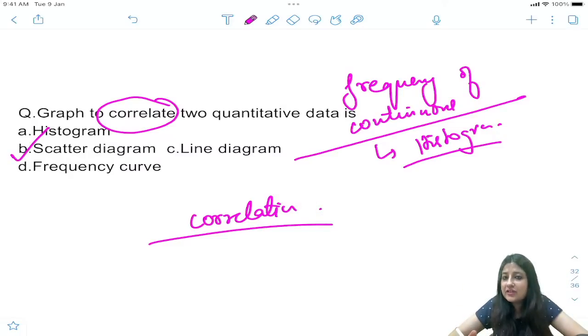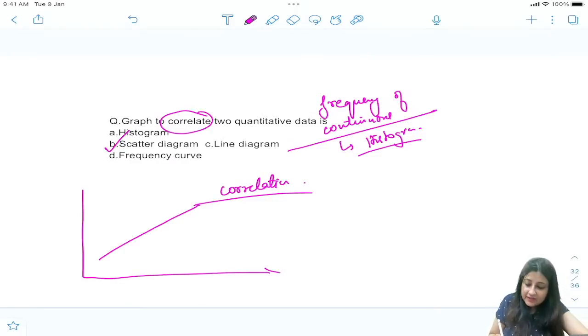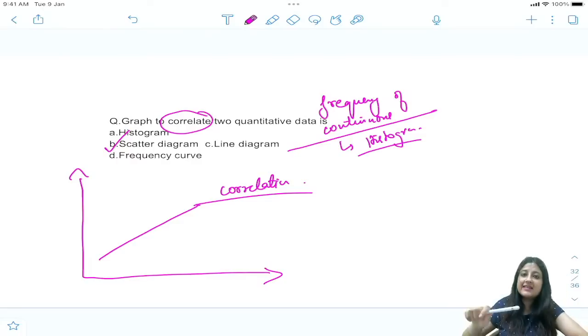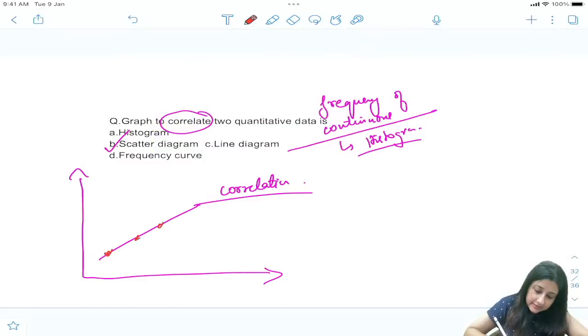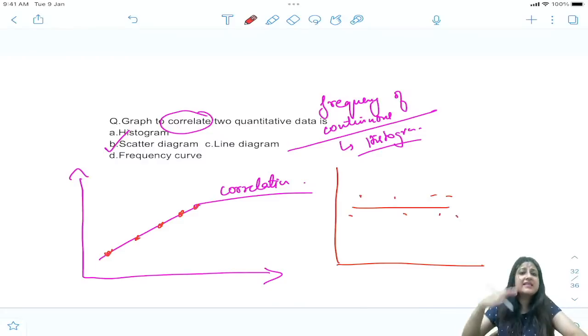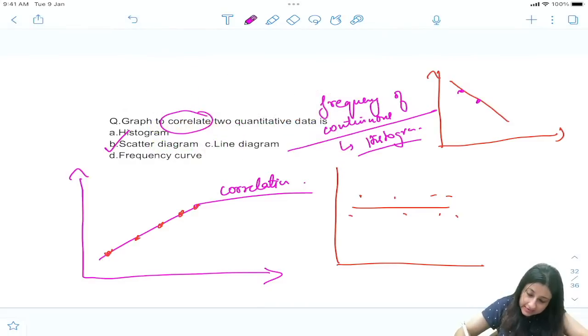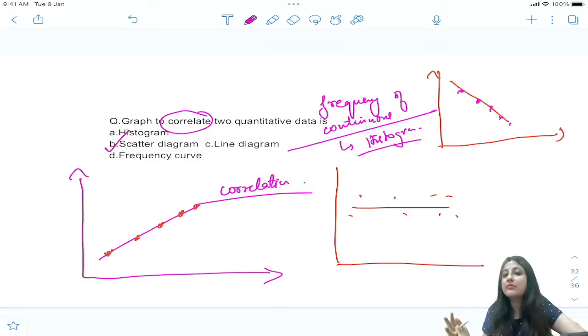Right? Correlation, what does correlation mean? There can be three things. If the variable on the x-axis increases, the variable on the y-axis increases. If weight increases, height also increases, and all the dots are here. This is a scatter diagram. Second, it could be like this: if the variable on x increases, nothing is happening to the variable on y. Third, if the variable on x increases, the variable on y decreases, and all the dots are here. So, these are correlations, the association between two variables.